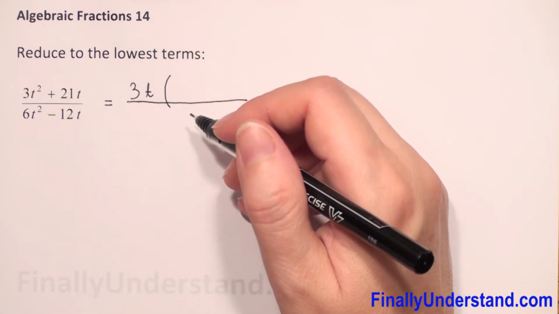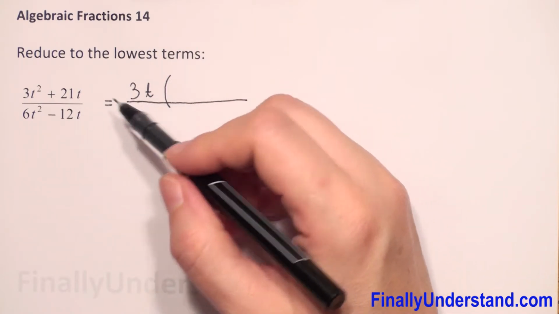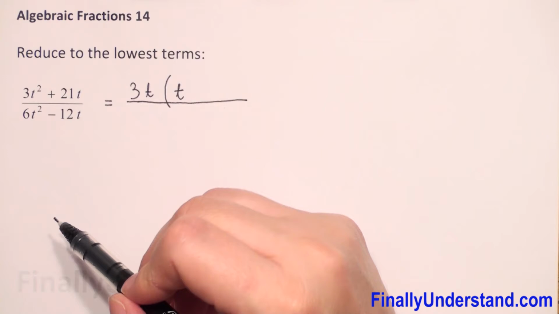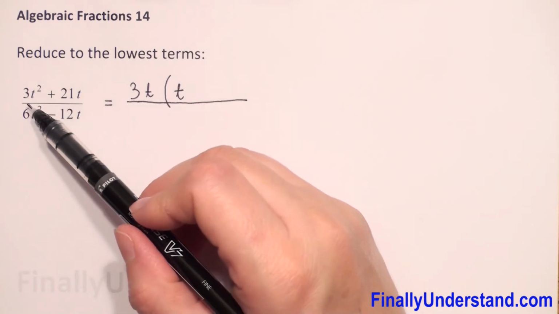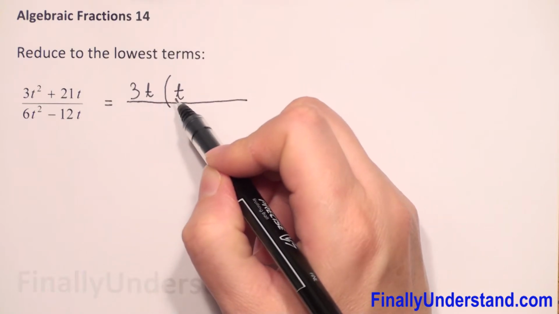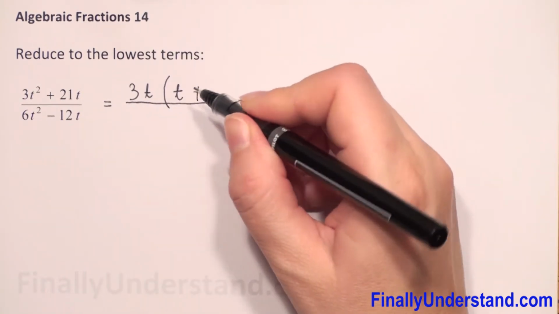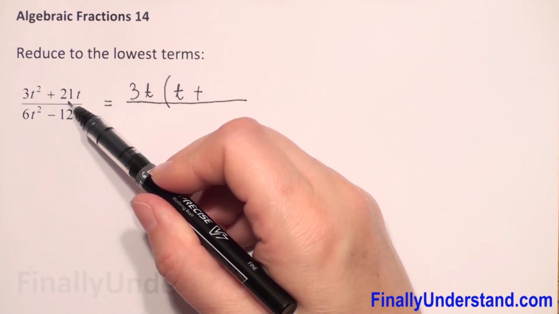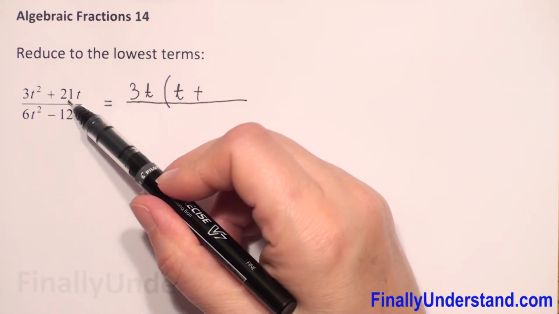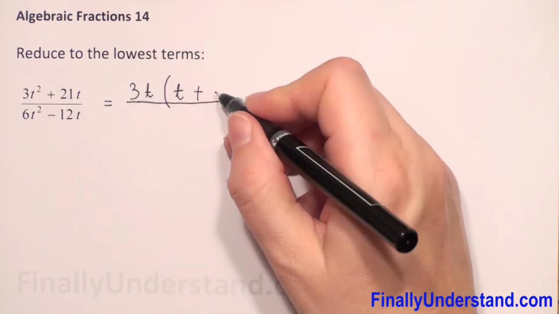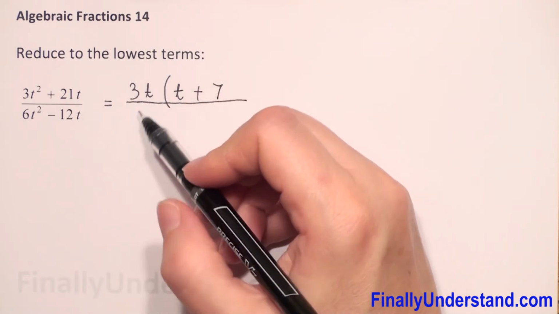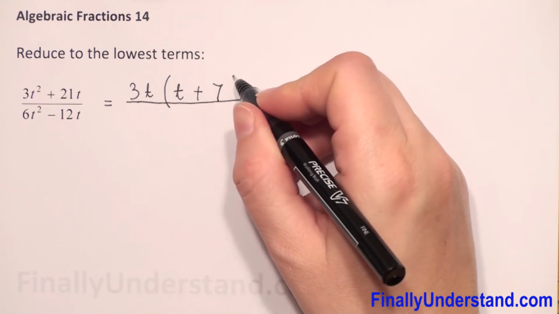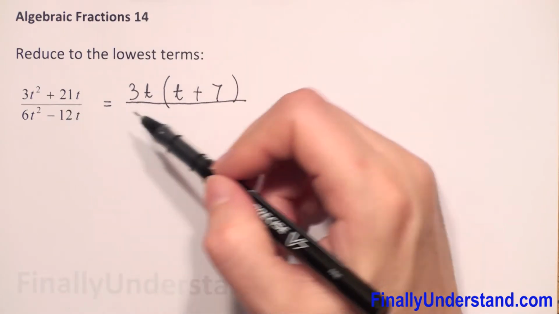And now what will be in parentheses? By what do I have to multiply 3t to get 3t squared? By t. 3t times t is 3t squared. In other words, you have to divide 3t squared by 3t, which is t. Plus, and now we have first the coefficient 21. By what do I have to multiply 3 to get 21? By 7, because 21 divided by 3 is 7. So we have 7, and we have t here. 3t times 7 is 21t. So it's exactly the same as what we have at the beginning.